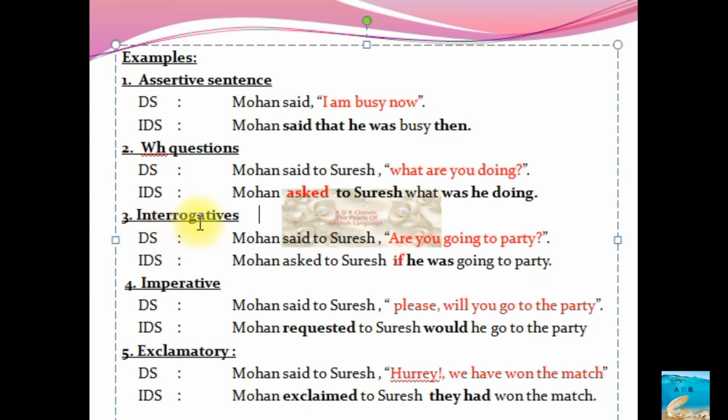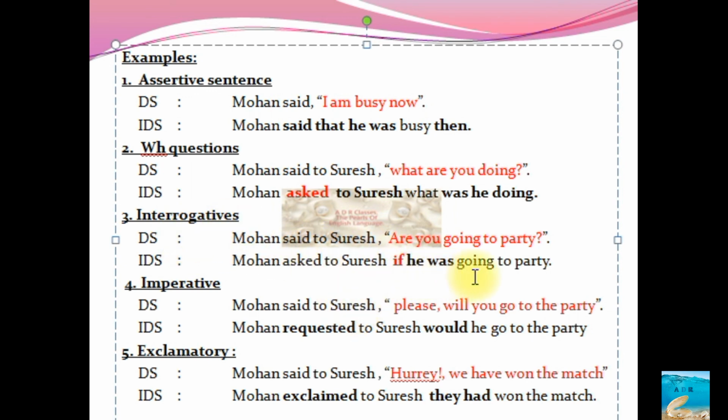Interrogative sentence. Mohan said to Suresh, "Are you coming to the party or going to the party?" Any sentence that starts with an auxiliary and ends with a question mark is an interrogative sentence, a yes or no question. Mohan asked Suresh if he was going to the party. Why have we used the word if? Because this is an interrogative sentence.